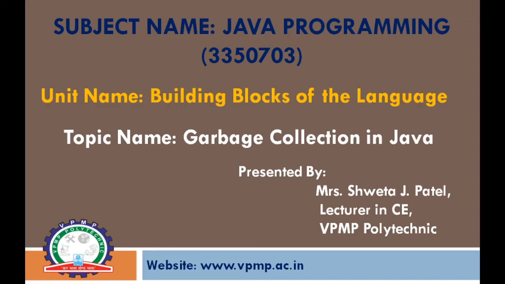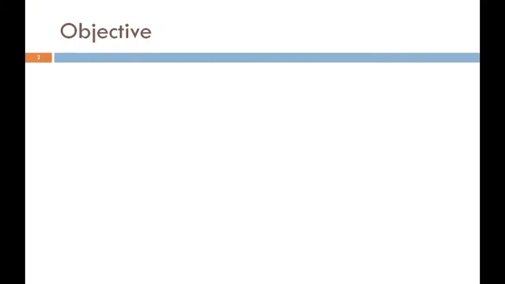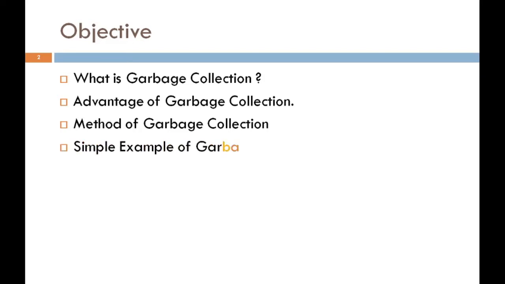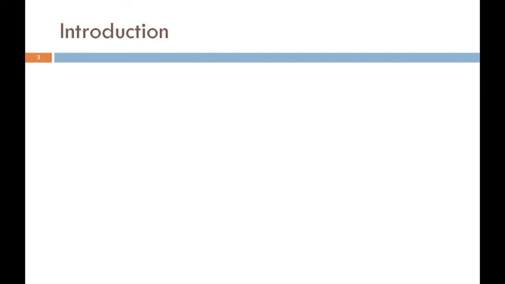Today my topic is garbage collection in Java. It is a part of Unit 2, and the unit name is building block of the language. Today in this session we will learn what garbage collection in Java is, what the advantages of garbage collection in Java are, the methods which are used for performing the garbage collection process in Java, and a simple example of garbage collection. Now, first we discuss garbage and garbage collection.